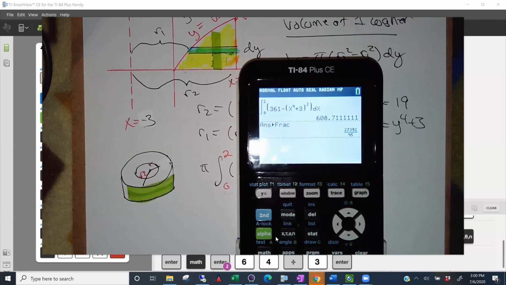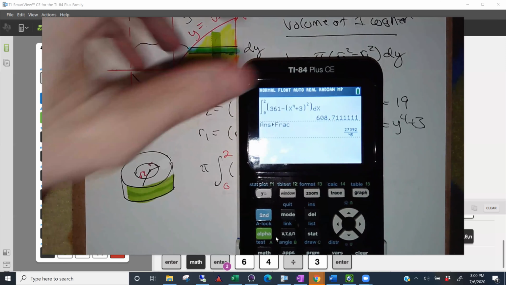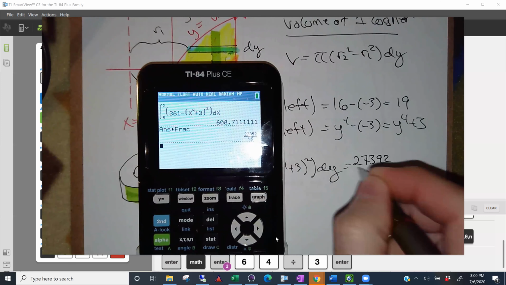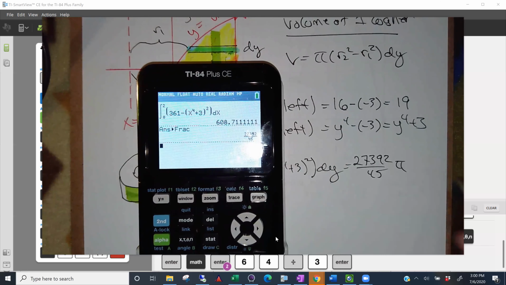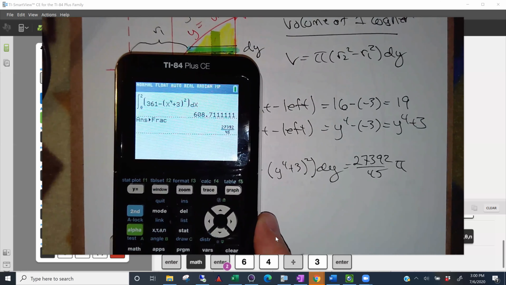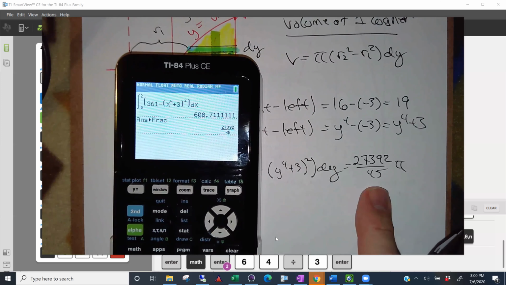27,392 divided by 45 times pi. Beautiful. Would that be the correct answer on Robosign? Yeah, the only time it wouldn't be the correct answer is if they ask for a decimal approximation. And be careful because a lot of times they'll say round it to this many digits. If you don't round it, it's like, oh, you kidding me?